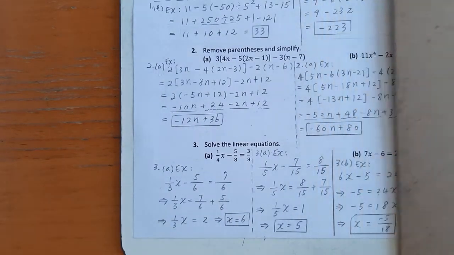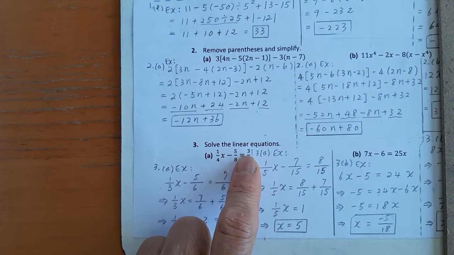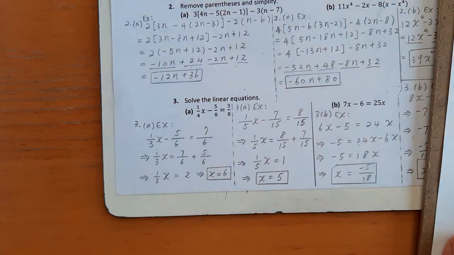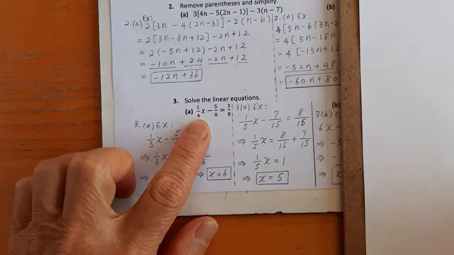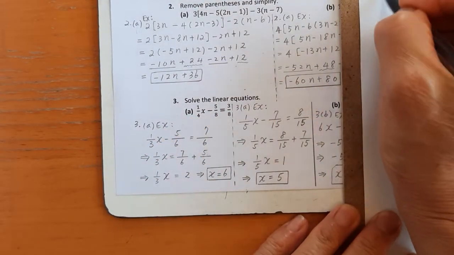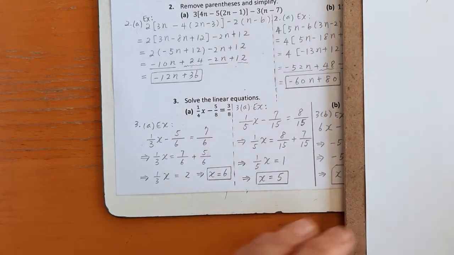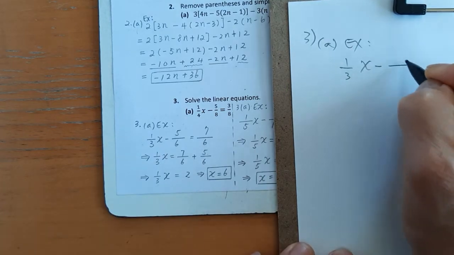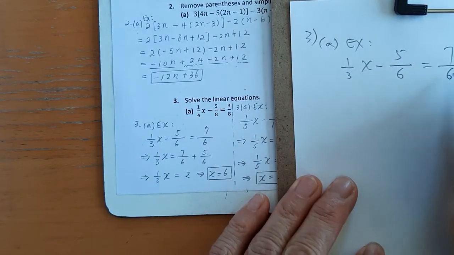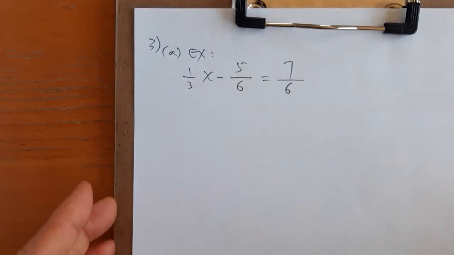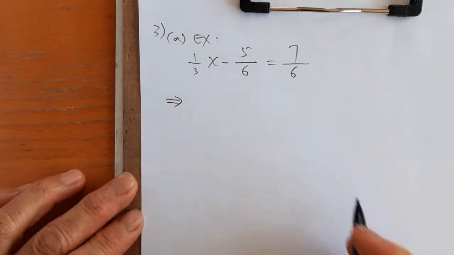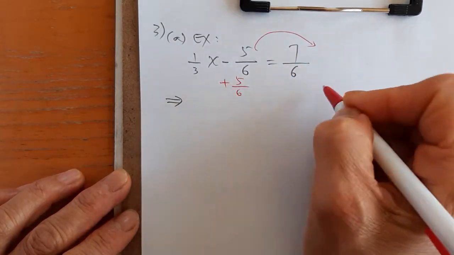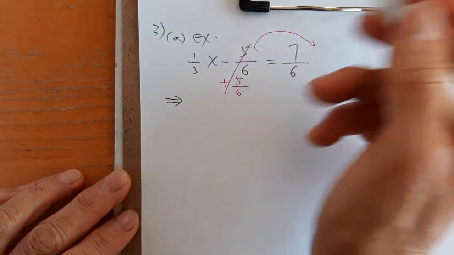Then next question is solve for the linear equation problem, 3a. Number 3a, this is your homework question. Let's see an example. Example like this one. It's 1/3 x minus 5/6 equals 7/6. Solve this equation. So you can move this constant term, which is add 5/6, add 5/6, and that's 0.